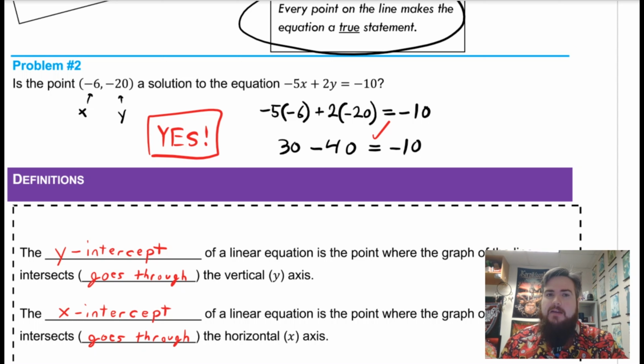Furthermore, they also tend to be some of the easier points to plot when you're creating a graph, as if you are intersecting the y-axis, that means your x-coordinate would be 0 there. If you're intercepting the x-axis, that means your y-coordinate would be 0. This is very helpful because if you plug in x equals 0 or y equals 0 into whatever equation you're working on, that very often is a simple value to work with and solve.